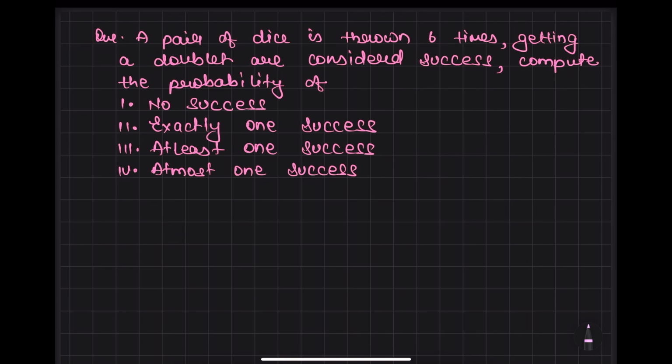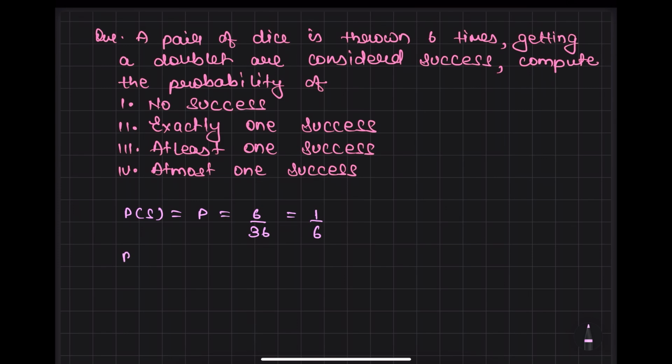So they are saying that getting a doublet is a success. So can I say that the probability of success, that is P, is equal to 6 by 36, correct? Because you are throwing a pair of dice. A pair of dice means what? The total sample space will become 36, and out of which the success event is what? 6: 1 1, 2 2, 3 3, 4 4, 5 5 and 6 6. So can I say that the probability of success is 1 by 6?